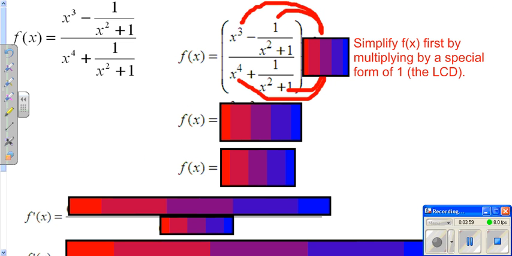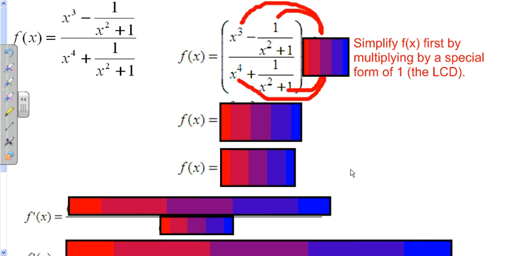Looking at this one here, it looks a little scary to some of you. But all we're going to do is simplify before we attempt to take our derivative. When you look at your original problem, you have fractions within a fraction. So we're going to find our common denominator, which happens to be just your x squared plus 1.